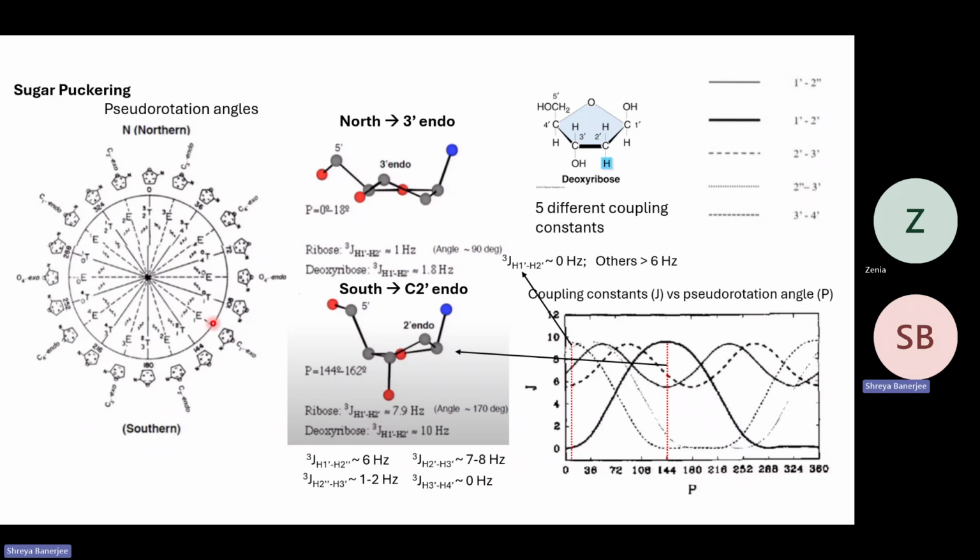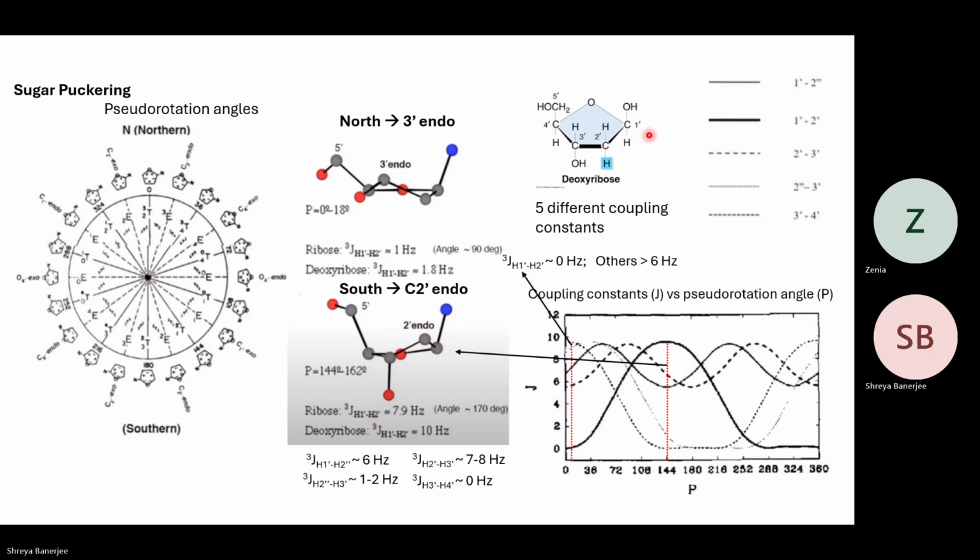Now this is about the sugar puckering, how that can be understood from NMR. We have seen that the north conformations are where the 3' is endo, that is above the plane, and the south conformation is where the 2' is endo, that is 2' is above the plane.